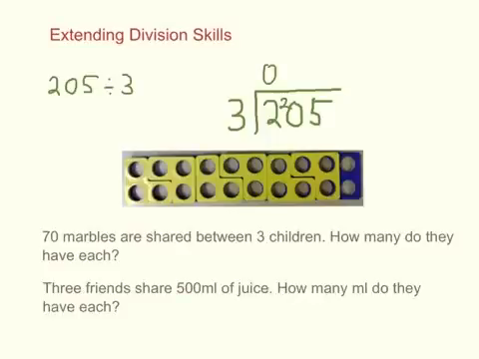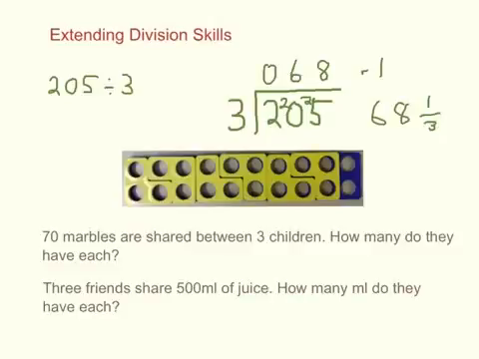I can see 20. How many 3's cover on there? 6, remainder 2. How many 3's go into 25? Well, 8 3's are 24, and the remainder is 1. And then children will learn to give the remainder as a fraction, giving the answer as 68 and 1/3. 1 being the remainder, 3 being the number divided by.